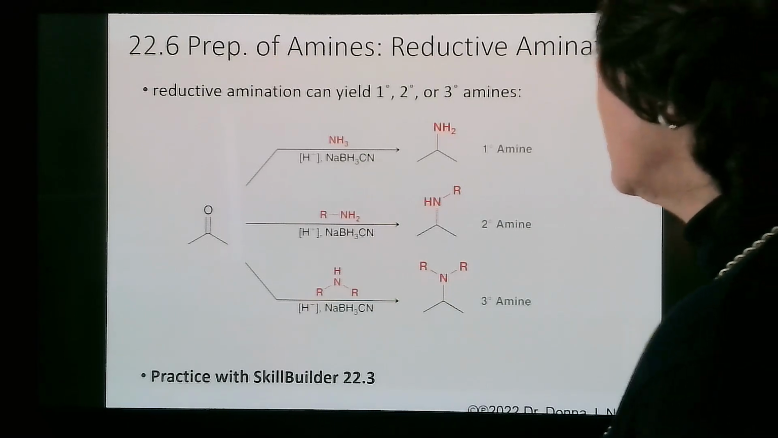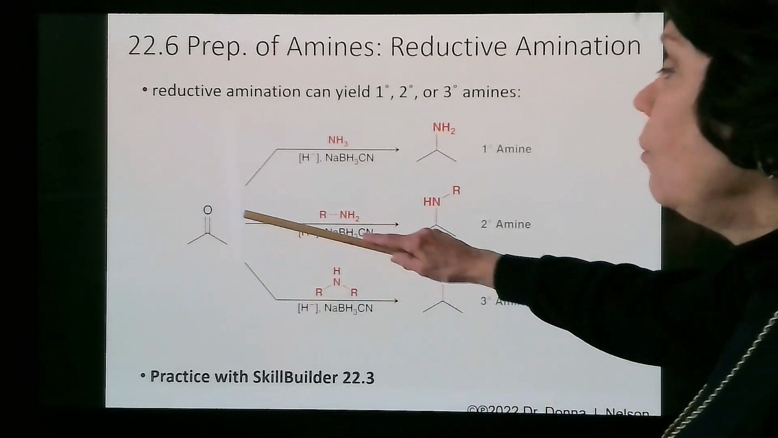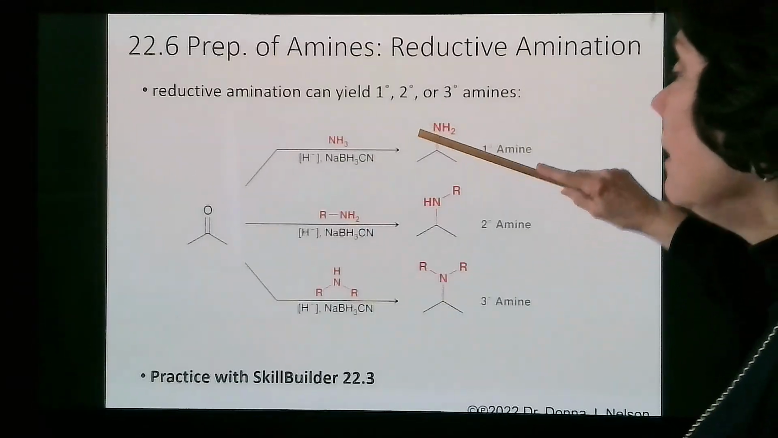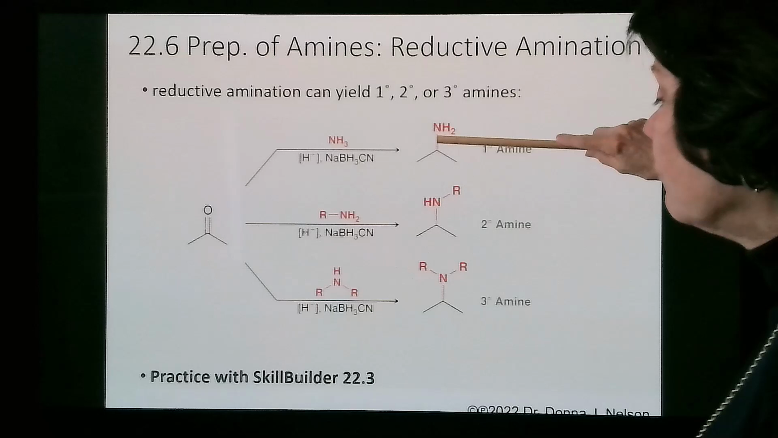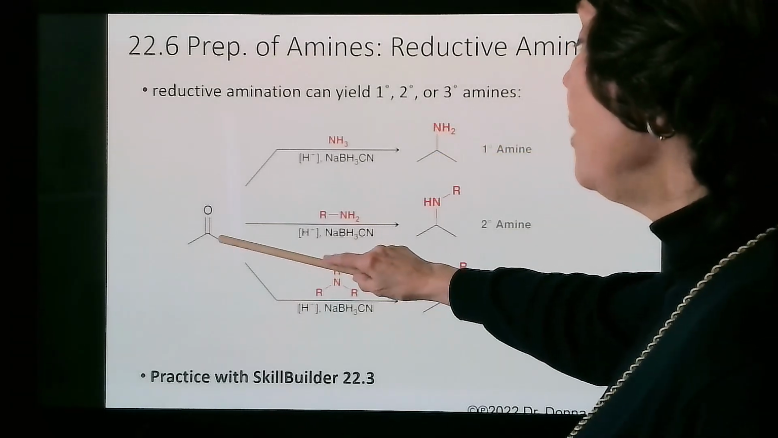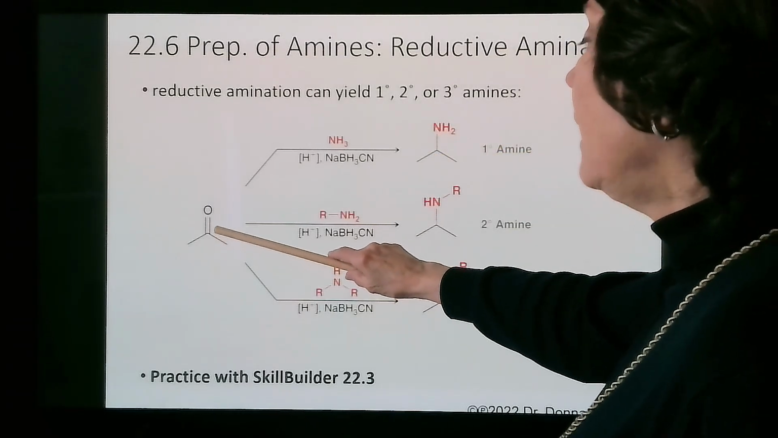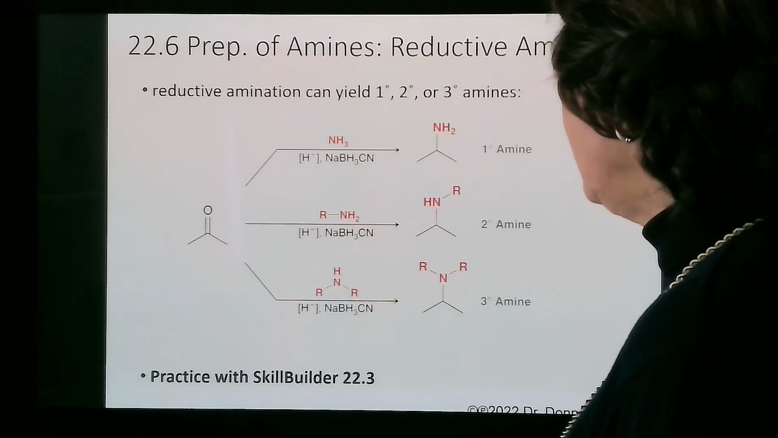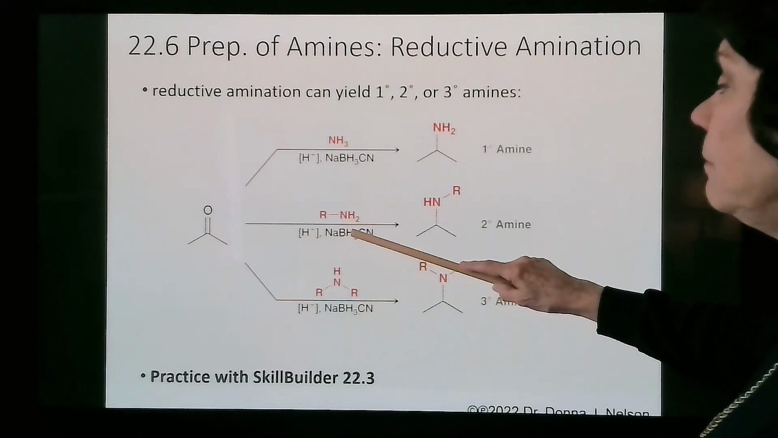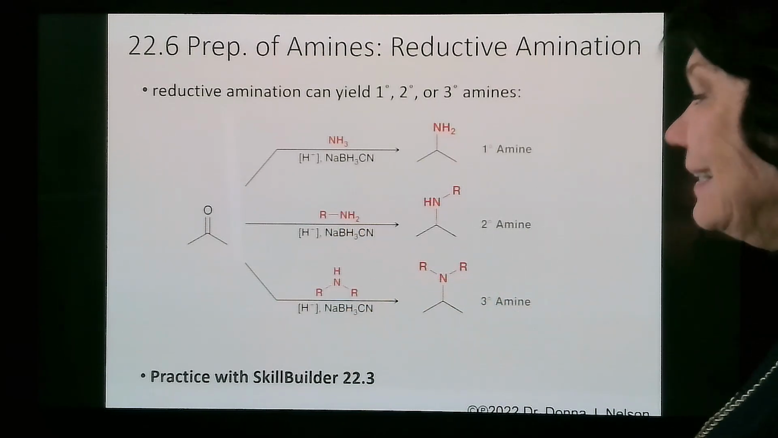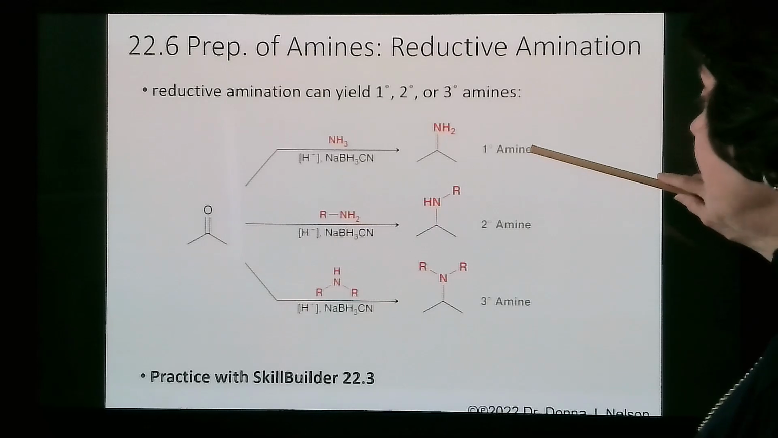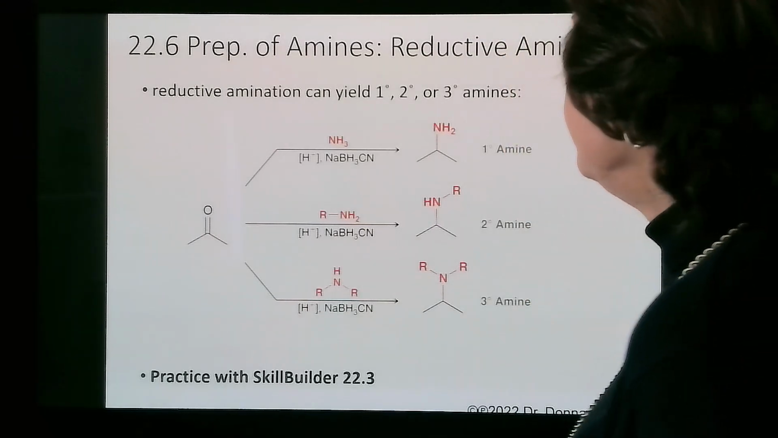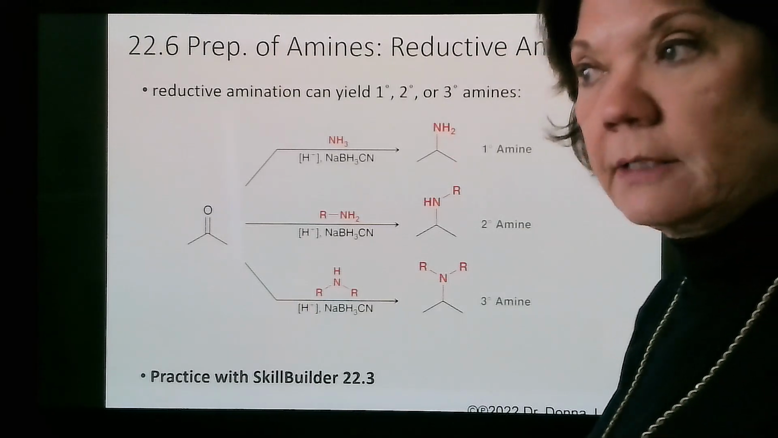So here are examples. You have the carbonyl reacting with ammonia to give you a primary amine. This is after the reduction, of course. And here you can use a primary amine or a secondary amine with the sodium cyanoborohydride in situ to generate a primary amine, secondary amine, or a tertiary amine in this reductive amination.